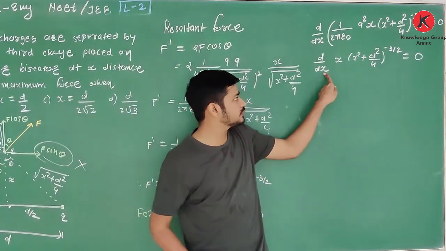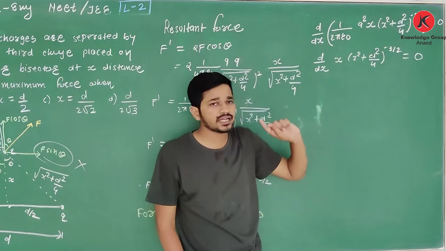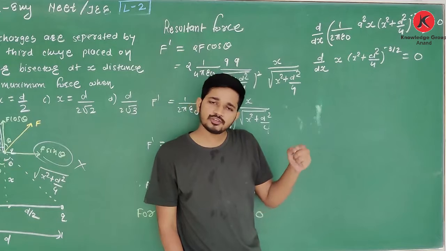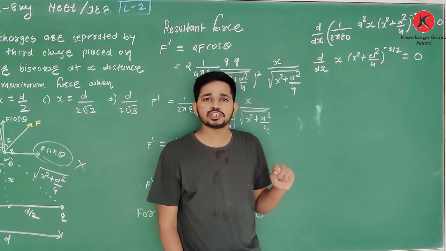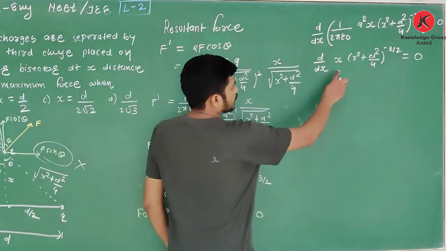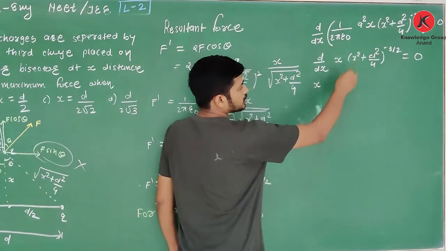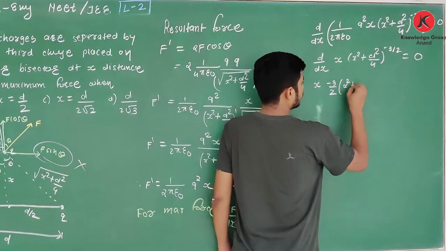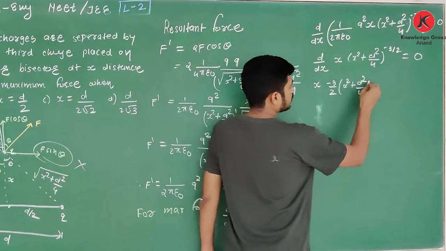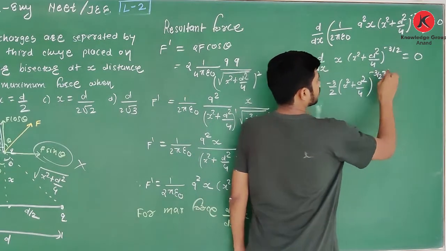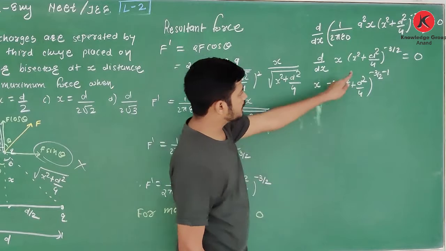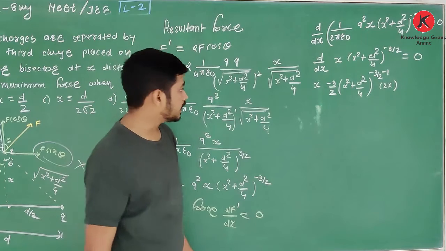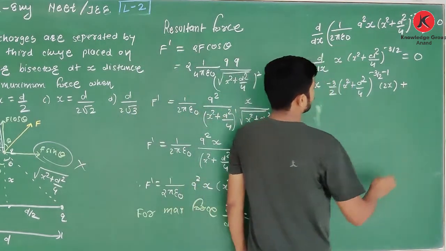Now differentiation is with respect to x, and we have two terms having x. Yes or no? So what is the rule? First term as it is, differentiation of the second term, plus differentiation of the first term, second term as it is. So first term as it is, x. What is the differentiation of the second term? That is minus 3 by 2 times x square plus d square by 4 raised to minus 3 by 2 minus 1. Simple. And again, differentiation of the inner term means it is 2x. Then in between there is a positive sign.